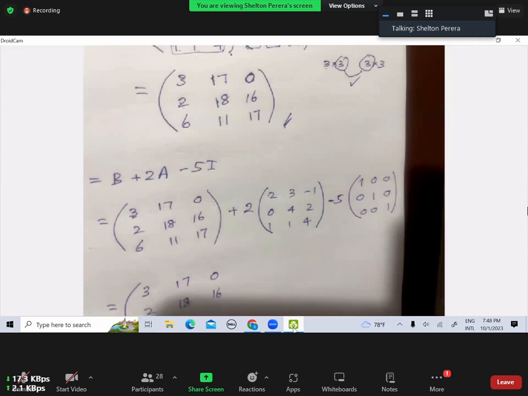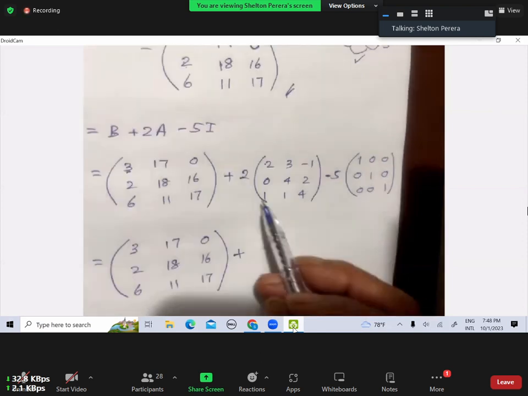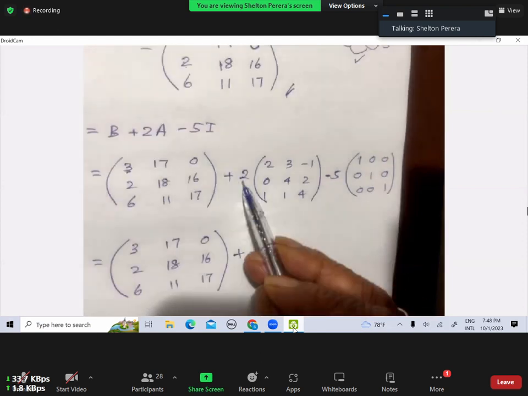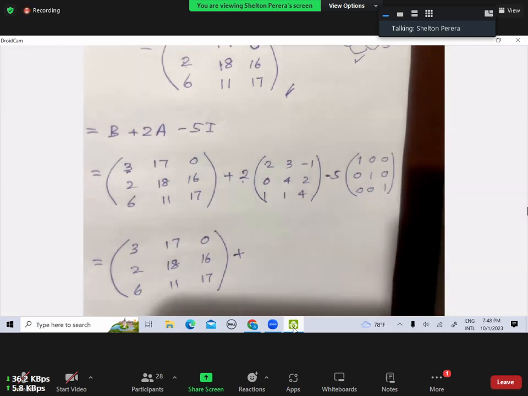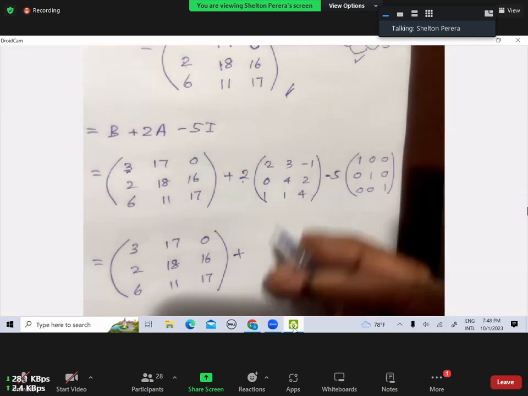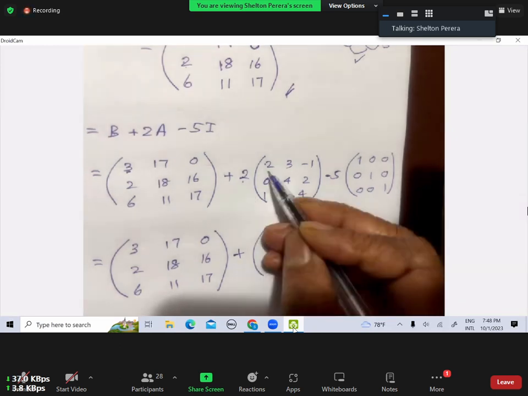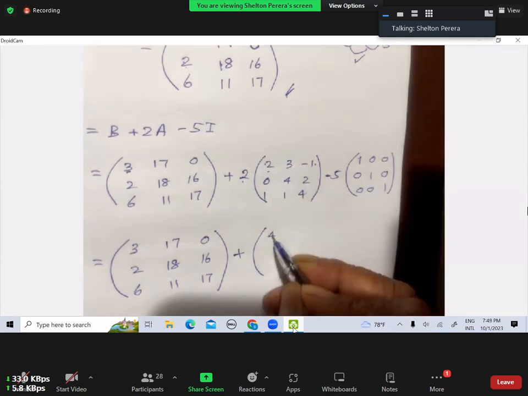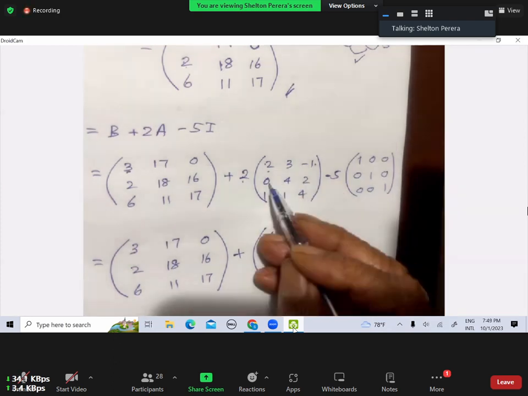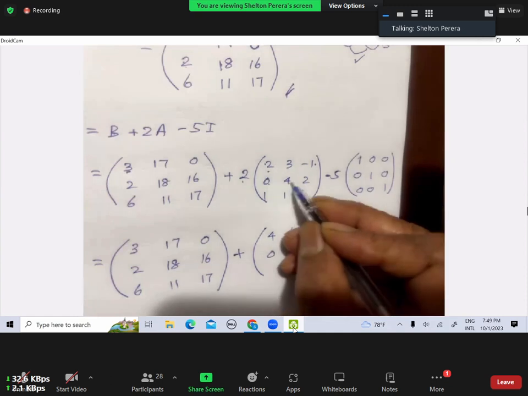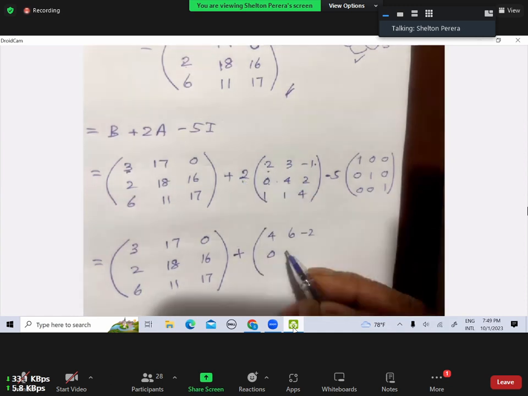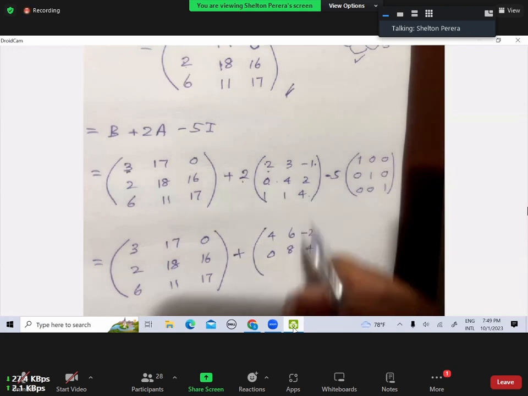But you have 3 hours, no? To multiply a matrix by a scalar, multiply every entry. So 2 times B: 4, 6, minus 2, 0, 8, 2, multiplying by 2 every entry, 4, 2, 2, 8.